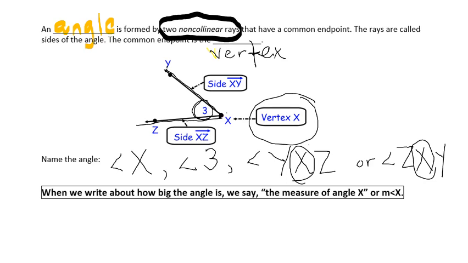When we write about how big the angle is, we say the measure. I'm going to highlight this because this is important. We say the measure of angle X, or we use a symbol from the word measure, M, and then angle X. That means measure.